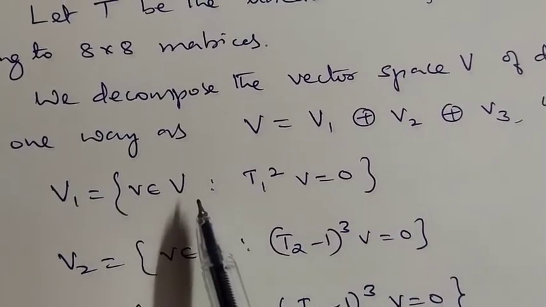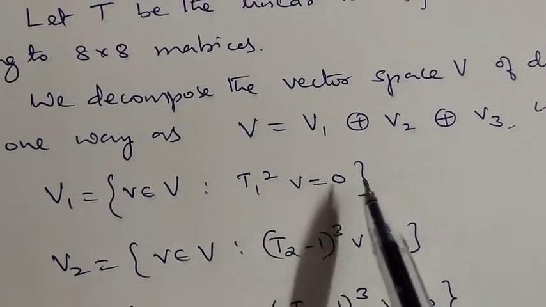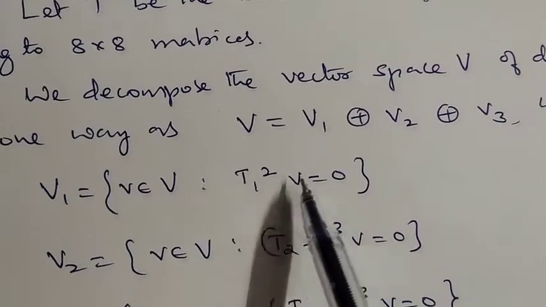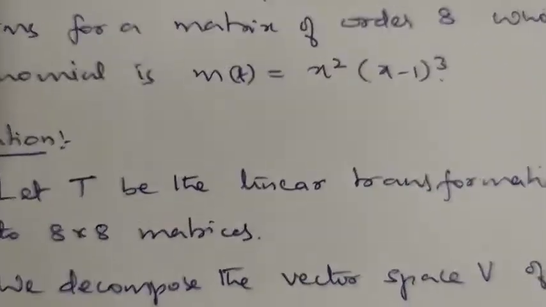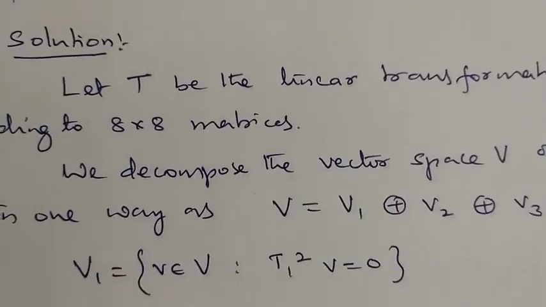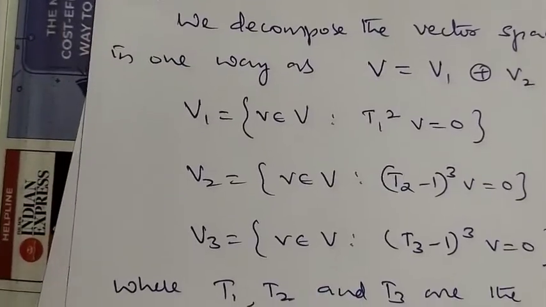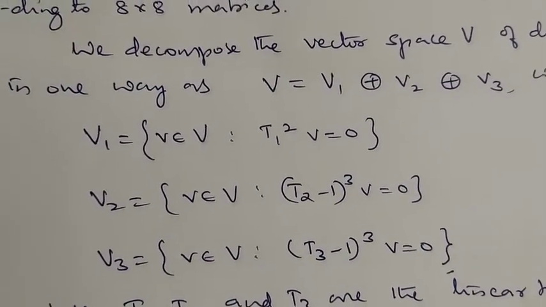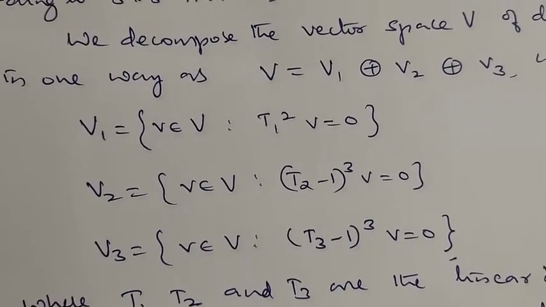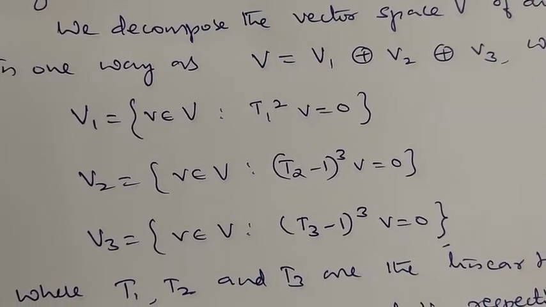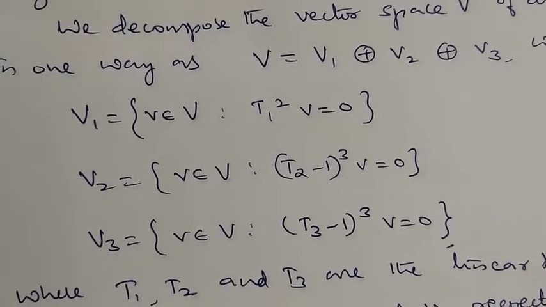V1 is the set of all v belonging to V such that T1 squared of v is 0, or T squared of v is 0. Directly I had written T1 squared of v is 0. How does T1 squared come? T squared is there, so T1 squared of v is 0. This is like Qi(x) to the power Li of v is 0 in the theorem, or (Ti minus lambda I) to the power Li of v is 0.